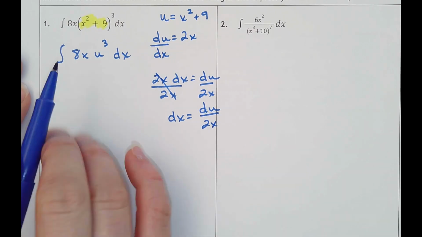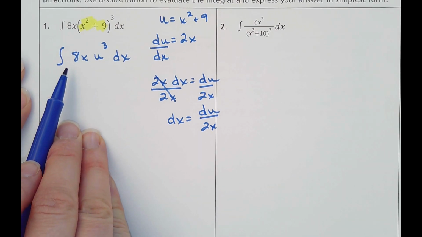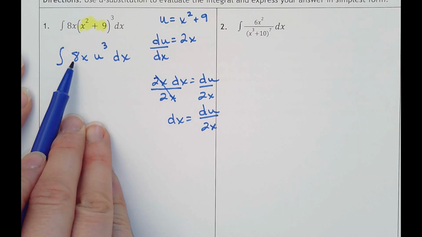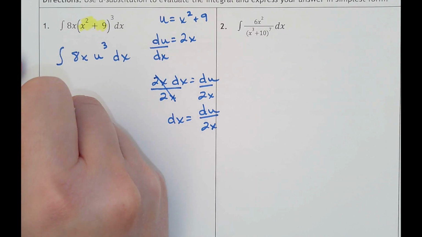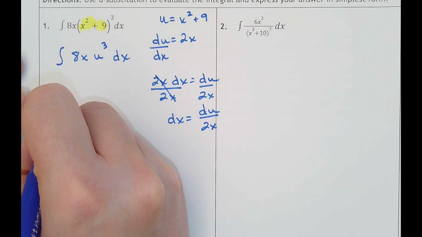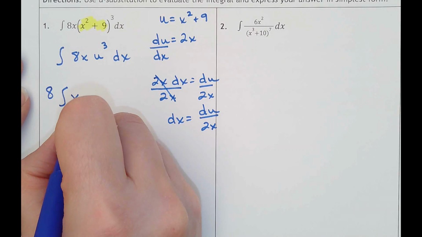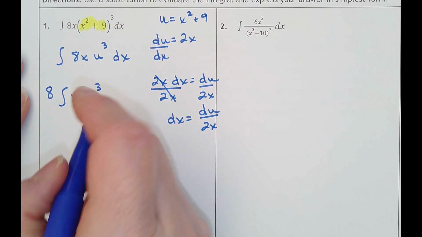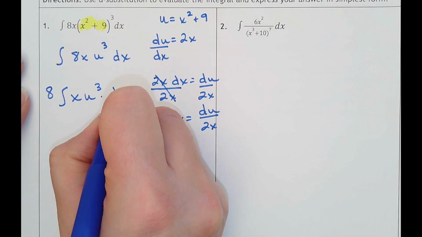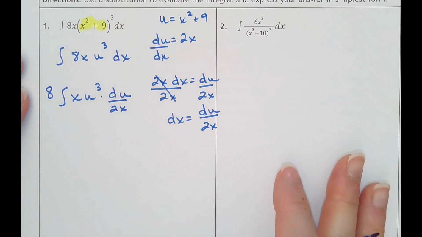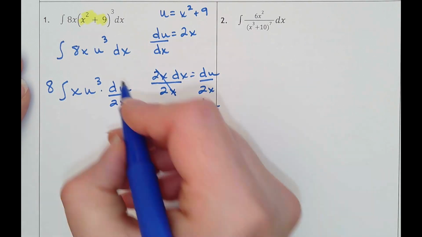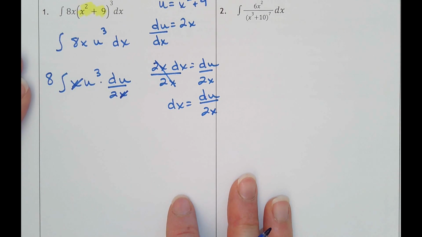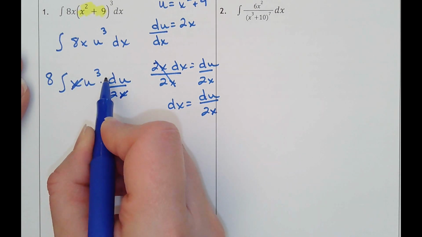Okay, the other thing we haven't talked about, but you might have seen on the examples, is any constant you can take out because the antiderivative of that is still going to be that number. So I'm actually going to take out the 8, and then I'm going to have x u cubed, and then I'm going to replace dx with this du over 2x. Okay, I see that my x's are going to cross cancel here, which is a good thing. And then this is really like a 1/2.